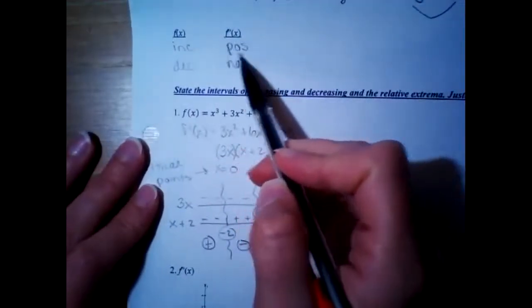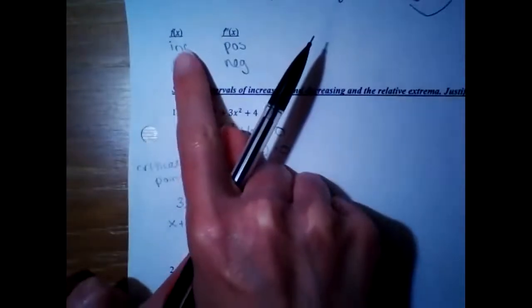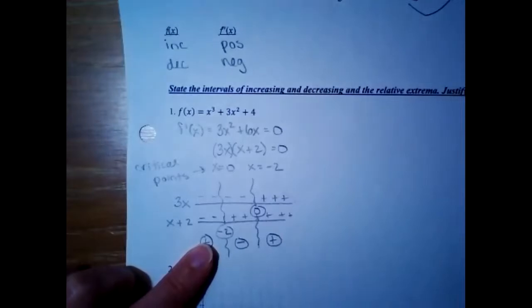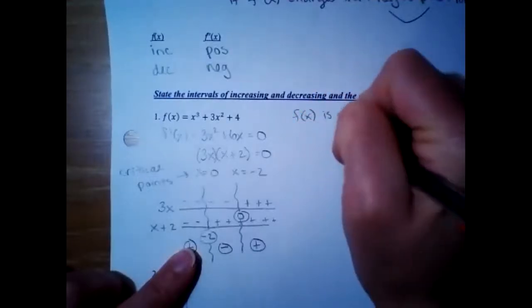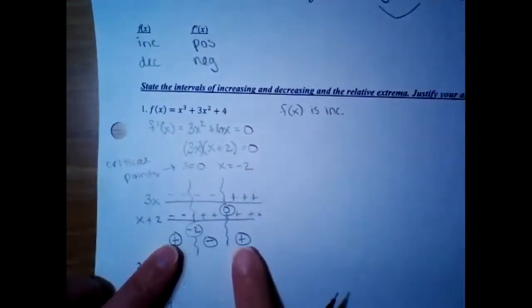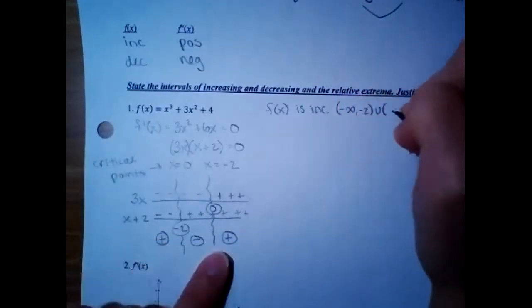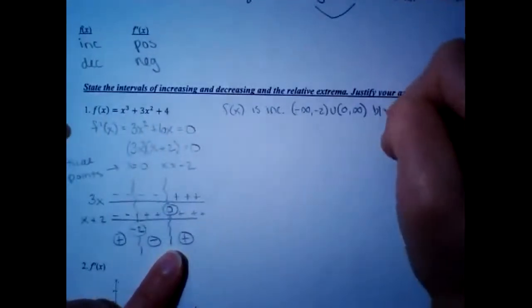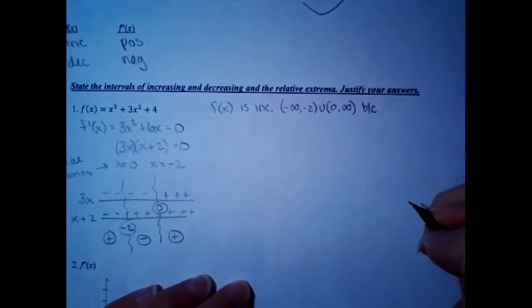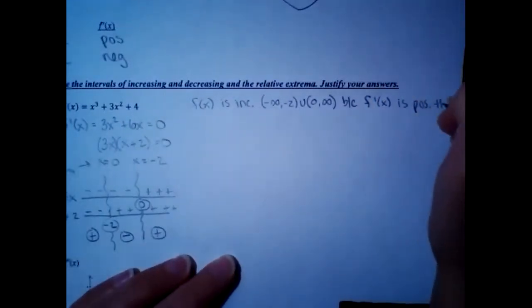Heads up. So where the derivative is positive, which would be these 2 sections, the function is increasing. And your statements that you write should always start "f of x is" or "f of x has." This is the function that you're talking about. So we're going to say f of x is increasing on these 2 intervals: -∞ to -2, union 0 to infinity. Because, and you can abbreviate as much as you want, the derivative is positive there.